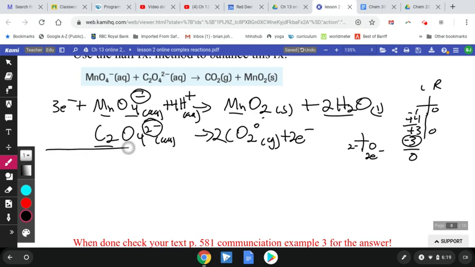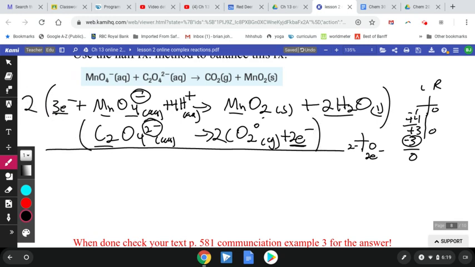Here's the tricky part to this one. I've got 3 electrons gained and 2 lost. So I am going to need to get a common multiple for the electrons, and that would be 6. So that means in the top reaction, everything gets multiplied by 2 to get 6 electrons, and in the bottom reaction, everything gets multiplied by 3. So I'm going to write all of this out, and then we'll see what cancels out here.